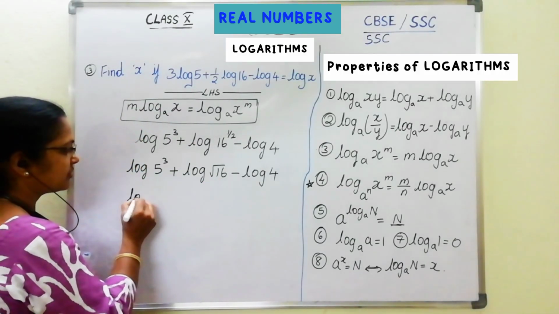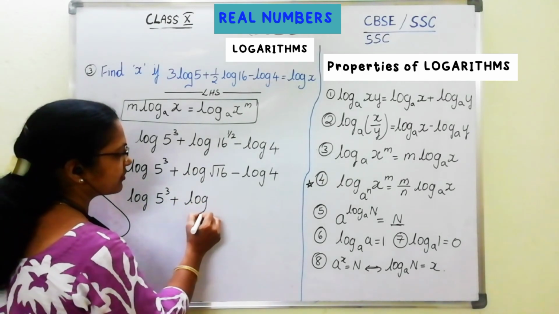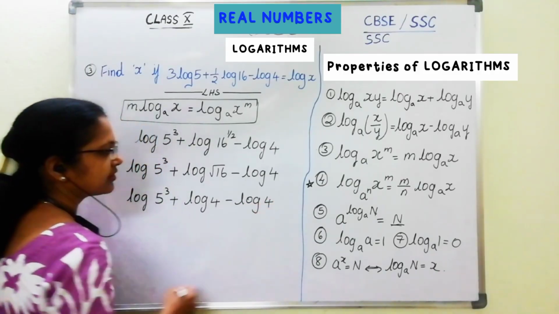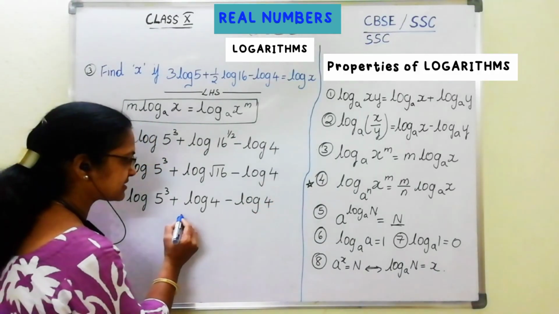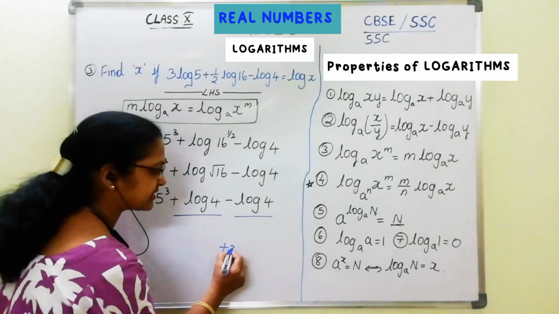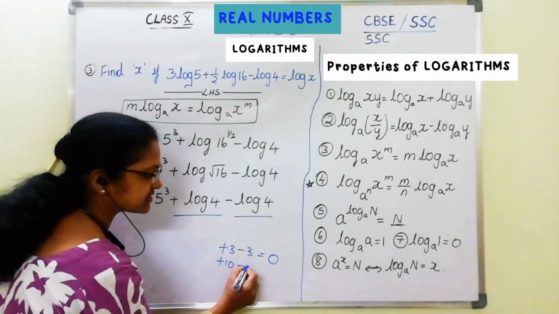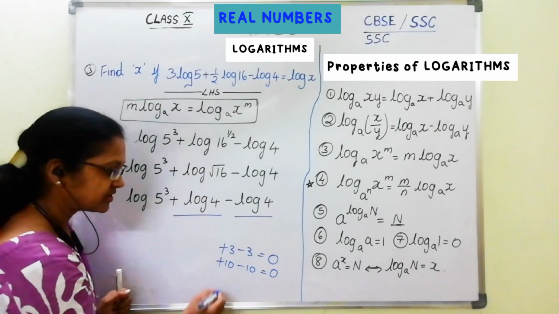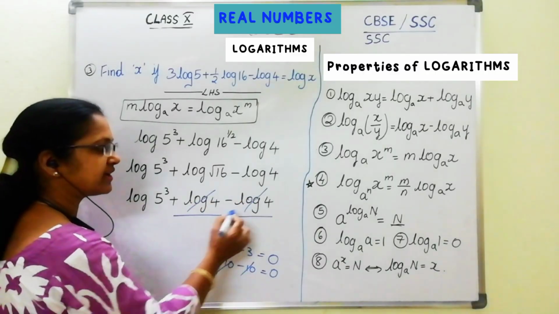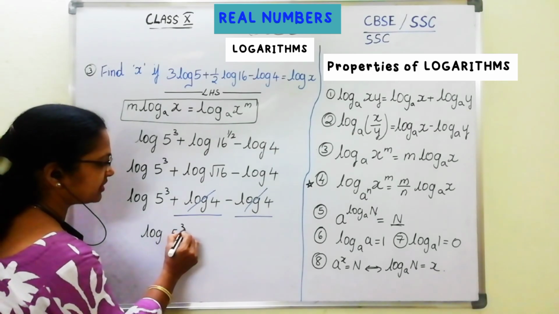We write it as log 5 power 3 plus log 4 minus log 4. We can clearly understand this is plus log 4 minus log 4. So generally if it is plus 3 minus 3, answer becomes 0. Plus 10 minus 10, answer becomes 0. Means we can just cancel it out. So we are cancelling this one. We are left with log 5 power 3.